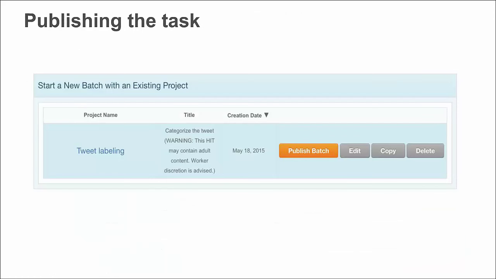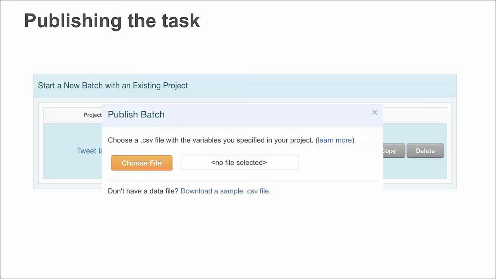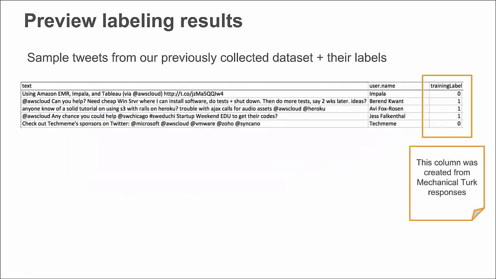All right, once we've created our template, it's now a simple matter of uploading a CSV file containing all the metadata of our tweets. The metadata gets populated into the template we've created, and we can publish a batch, and off we go. Now the task will appear in the Mechanical Turk Marketplace, and provided that we've specified sufficient reward, it will be completed. Once the results come back to us, we can reduce them again to this 0 or 1 field, which I call training label here.